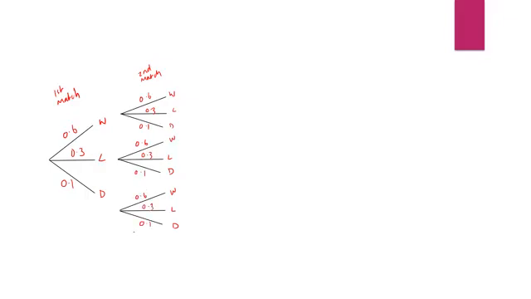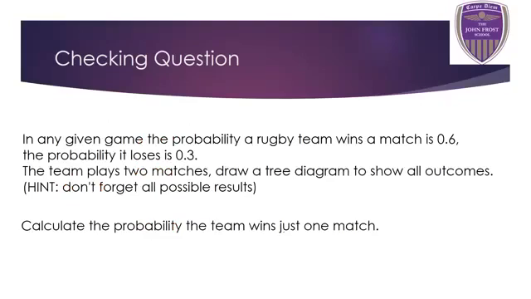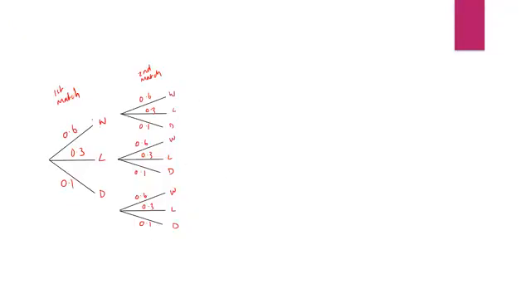And now we refer to our question, which means they win just 1 match. So if they win the first match, then they can't win the second match as well. So they could win and lose, or win and draw, and that would be winning 1 match. Or they could lose the first match and win the second one. Or they could draw the first match and win the second one. So there's the different ways that we can win just 1 match. And again, now we just need to multiply the probabilities together.